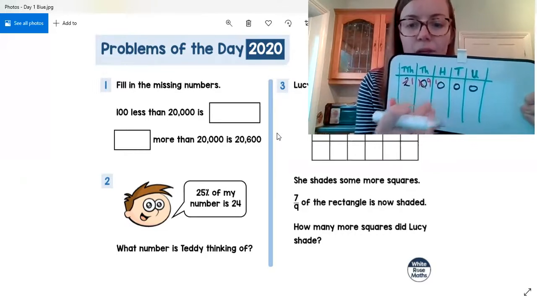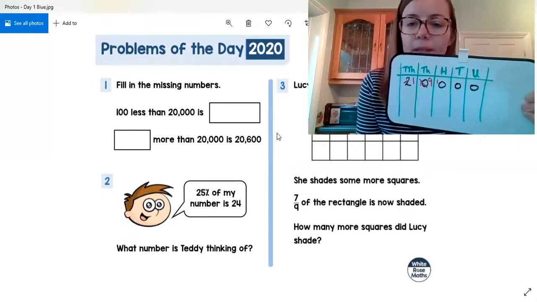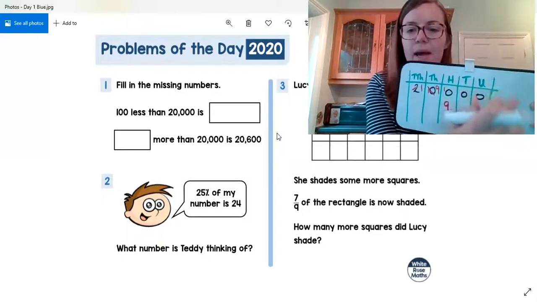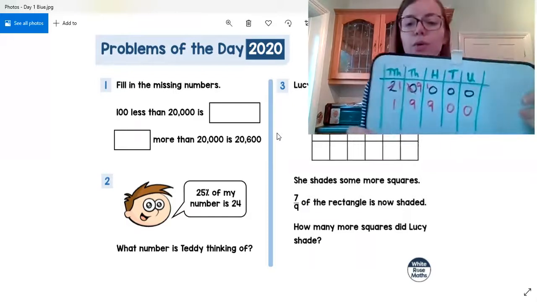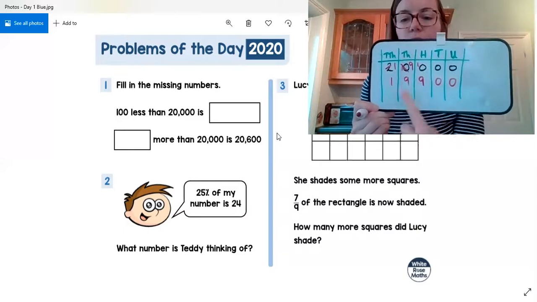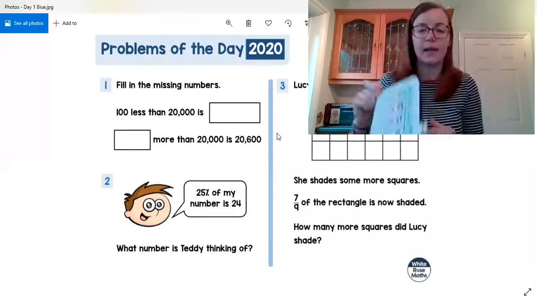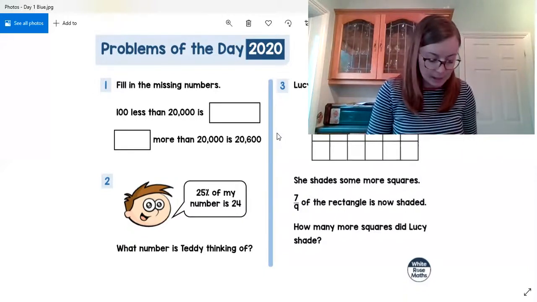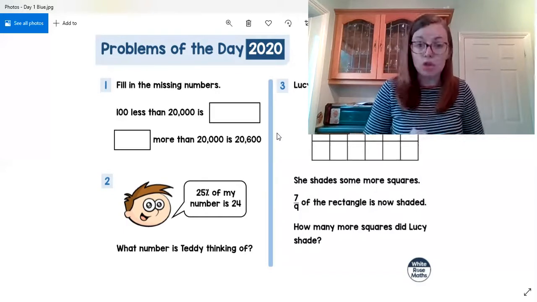Now I think we might be able to take away from our 100 column. You guys are all very good at telling me what 10 take away 1 is. It's going to give us a 9. So once we've changed that, we can keep everything else the same. So our new number, if we look using our place value columns in the 10,000s and the thousands, so 19,900. Okay, and then we're going to do exactly the same to figure out the next blank. We're going to fill out our 20,000 again in that box.